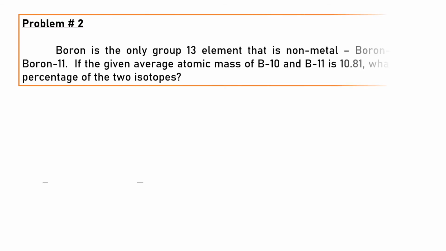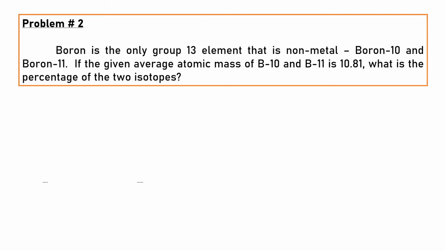Now, sometimes you might get this problem or question in reverse. So let us have our problem number 2. Boron is the only group 13 element that is a nonmetal, with boron 10 and boron 11. That's the same question a while ago, but this is the one that is different from question number 1. If the given average atomic mass of boron 10 and boron 11 is 10.81, what is the percentage of the two isotopes? So you are looking for the percentage.